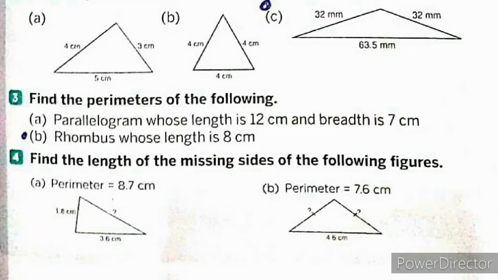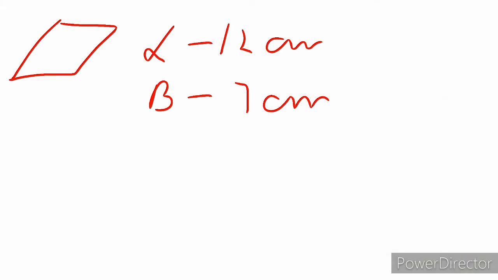The next question is, what is the perimeter of A and B part? Means A, you have a parallelogram whose length is 12 centimeter and breadth is 7 centimeter. B part I am giving you as homework. Let's do the A part first. So the A part which we are having is a parallelogram whose length is 12 centimeter and breadth is 7 centimeter.